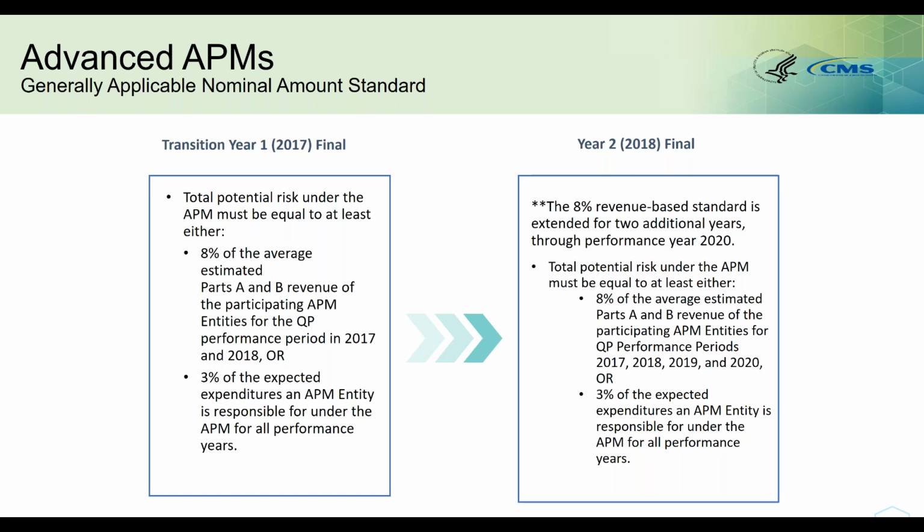One important thing to note here is that clinicians who participate in an advanced APM and meet certain patient or revenue thresholds through that advanced APM then do not report to MIPS, and they get a 5% lump sum bonus. Next slide.